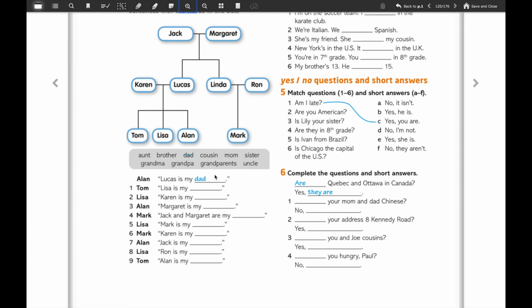Okay, boys and girls, I hope that you understand everything. We're going in class, we're going to do this exercise, and I am going to help you.